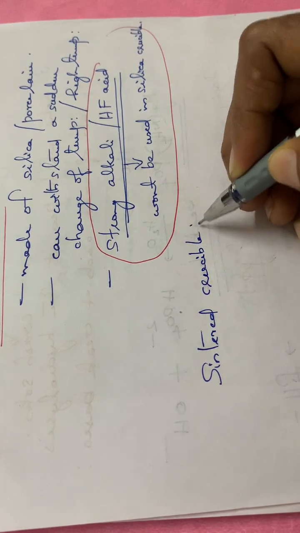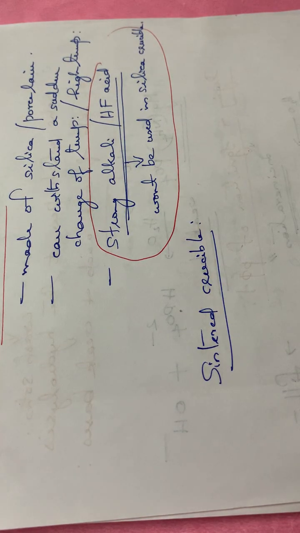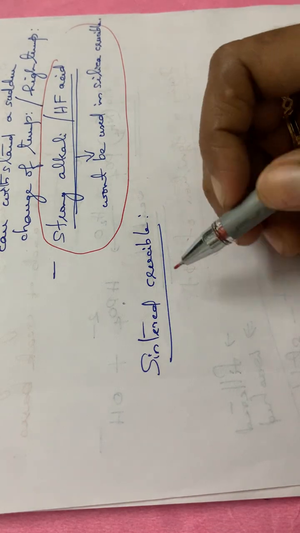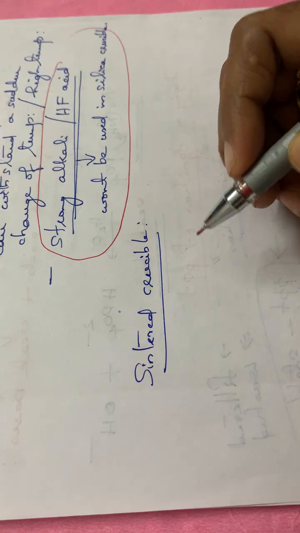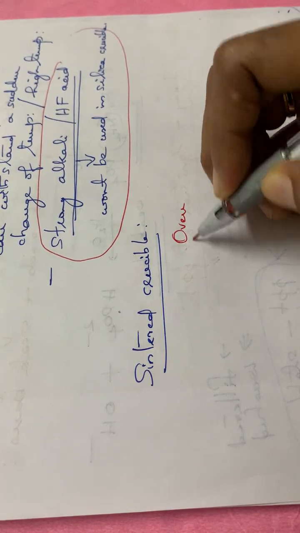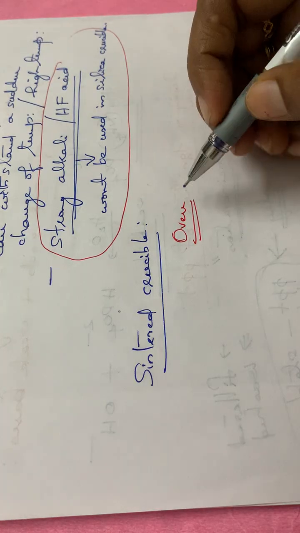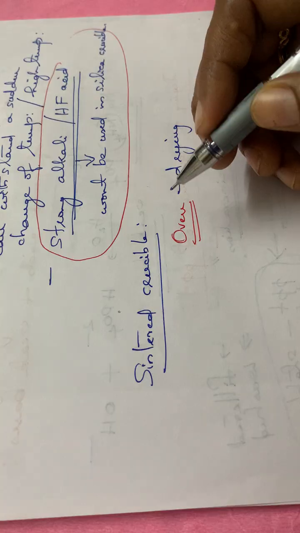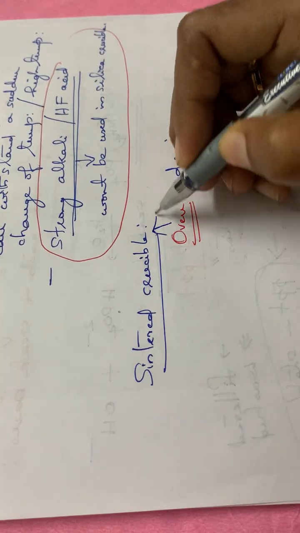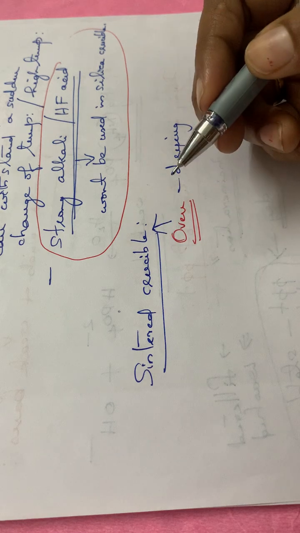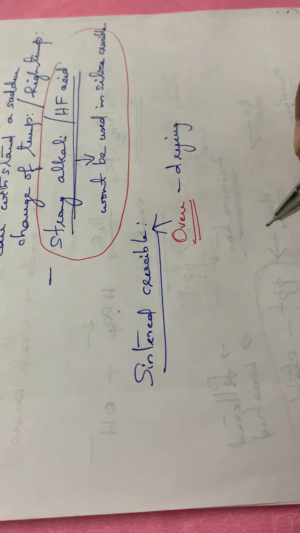Sintered crucible. See, the sintered crucibles usually, if we are using an oven for drying, then this sintered crucible can be used for drying purpose. If an oven is used, that type of precipitates we can use it in sintered crucibles.